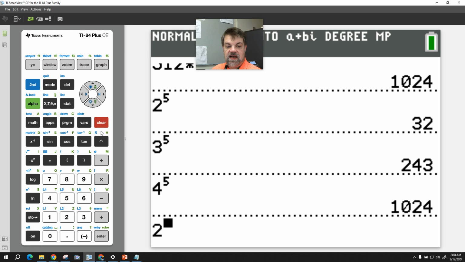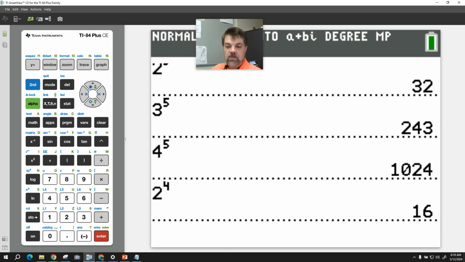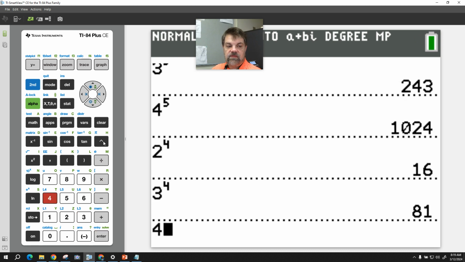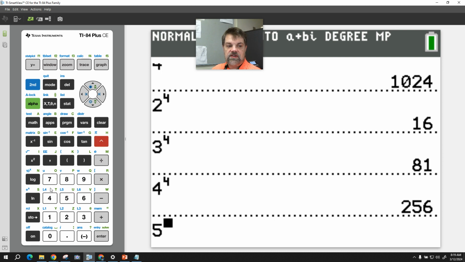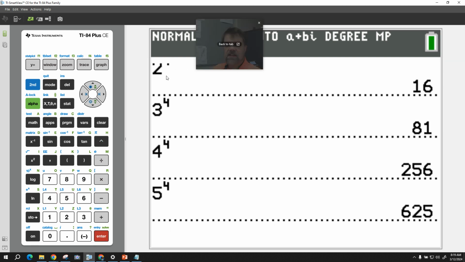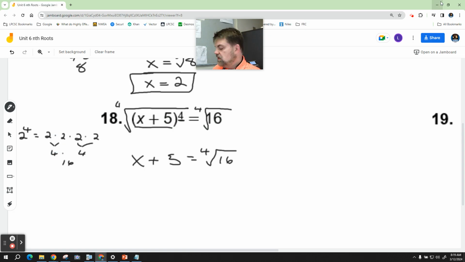That's the process. 2 raised to the 4th, right? And if that wasn't the number that you needed, try 3 raised to the 4th. And if that wasn't the number you needed, raise 4 to the 4th. And you just keep going through that process, 5 to the 4th, until you get the number that works. Well, we got the number that works on the first attempt. Okay, but that's the process.